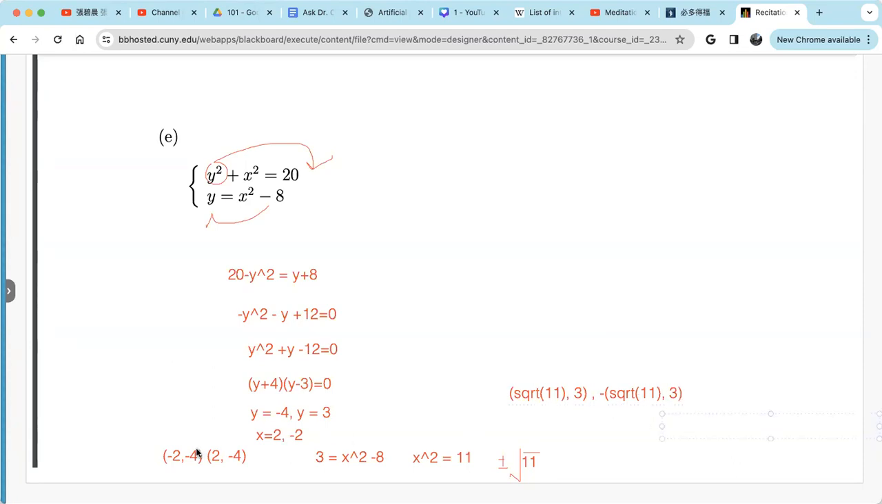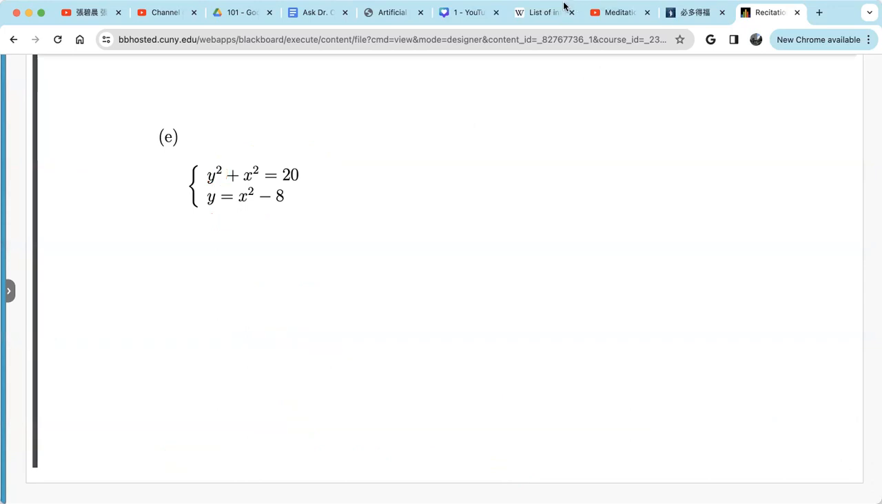So 2 points. It's a total of 4 points, 4 intersections for those two. Okay, that's it. It's for recitation 5.